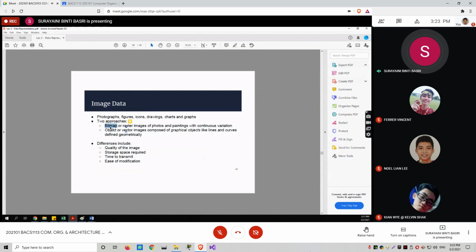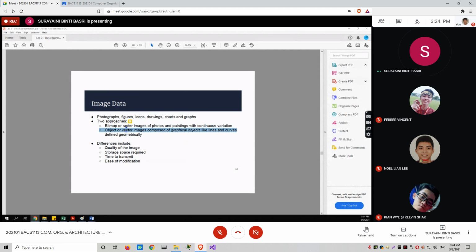Okay, so the object, another name for it is the vector image. It is composed of graphical objects and curves defined geometrically. The definition of this vector image is a computer graphic image that is defined in terms of points on a Cartesian plane, which are connected by lines and curves to form polygons and other shapes.